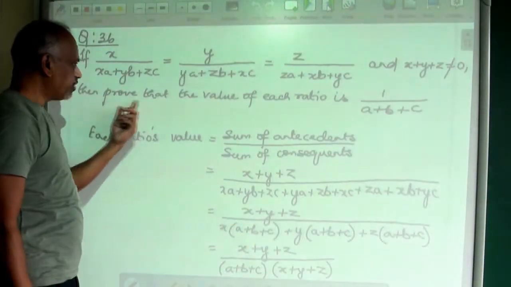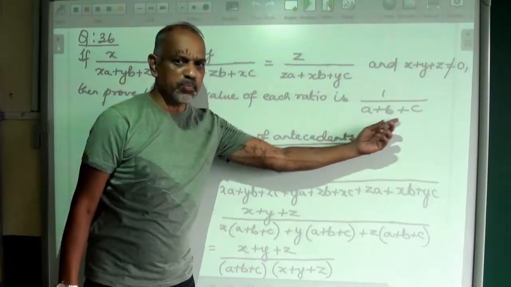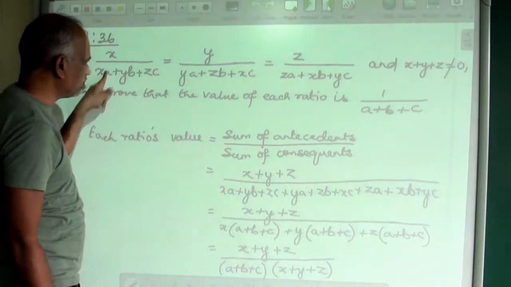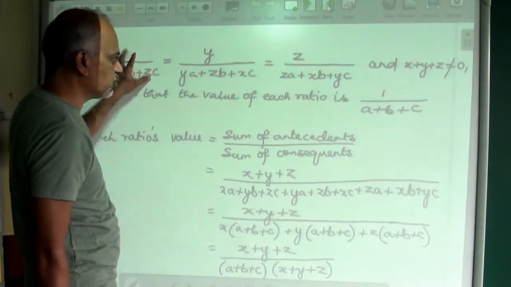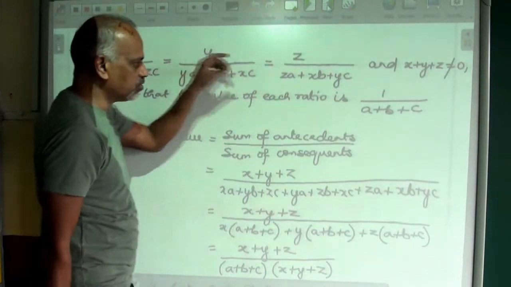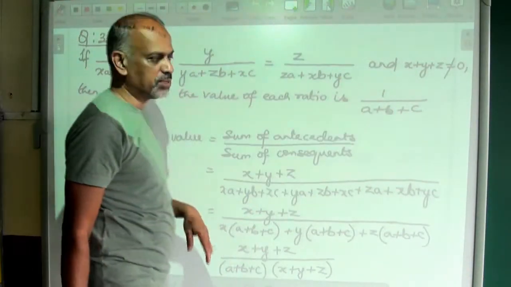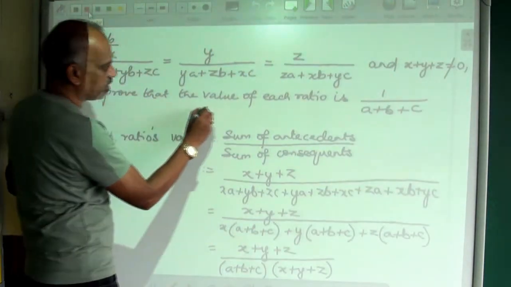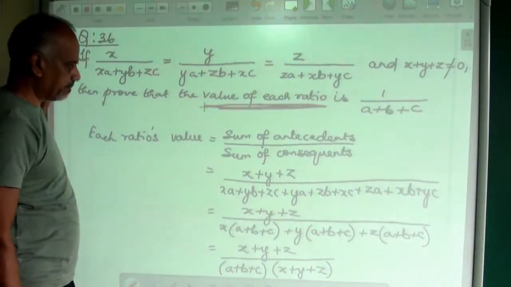Then prove that the value of each ratio is 1 by a plus b plus c. Value of each ratio here, each of these ratios should be 1 by a plus b plus c. That is, this is equal to 1 by a plus b plus c, this is equal to 1 by a plus b plus c, and this is also equal to 1 by a plus b plus c. You are going to find each ratio's value here.